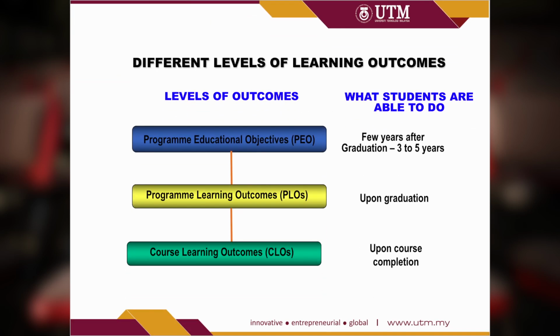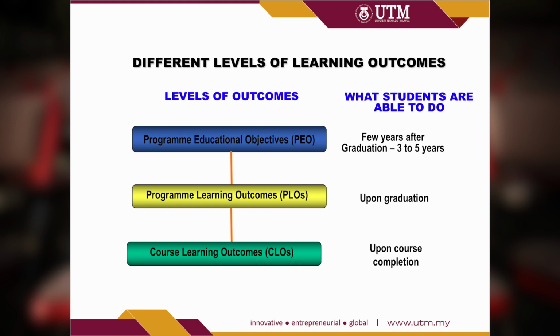There are different levels of learning outcomes in OBE. The Course Learning Outcomes, or CLOs, are learning outcomes that students are expected to be able to achieve upon course completion. The Program Learning Outcomes, or PLOs, are learning outcomes that the students are expected to know and be able to perform or attain upon graduation.